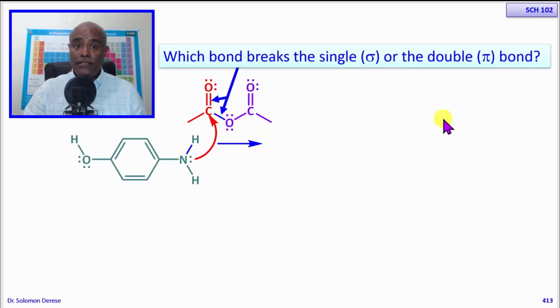There are two possibilities. Which bond is going to break? Is it the sigma bond or the pi bond that's going to break? What do you think? What will determine whether a bond is going to break easily or not? It's going to depend on its strength. Which bond is strong, a sigma bond or a pi bond? Sigma bonds are much stronger than pi bonds.